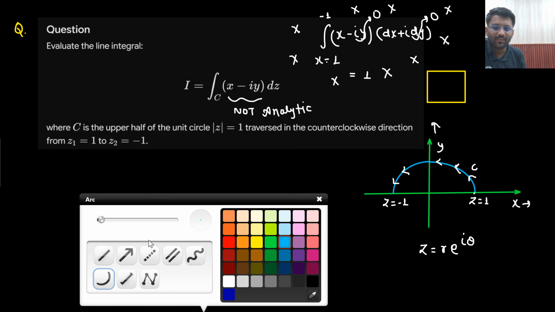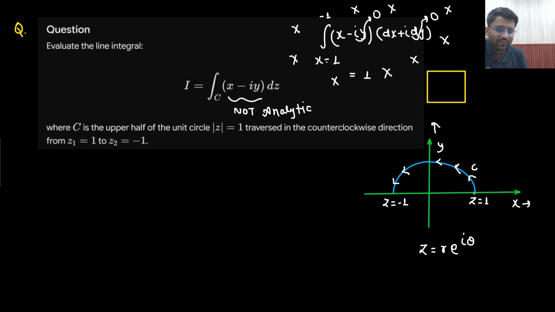Now someone would say that, sir, I will move along this path. If you are moving along this path, then there is a problem. You are moving from x equals 1 to minus 1. Are you changing y? No, there is no change in the y. From here to here you are moving, there is no change in the y.